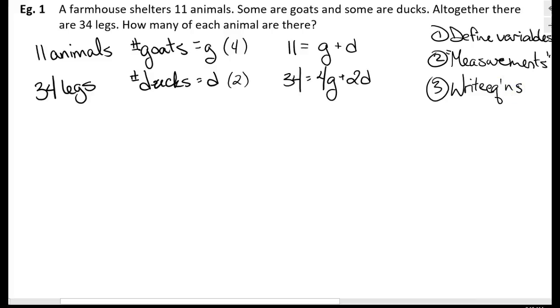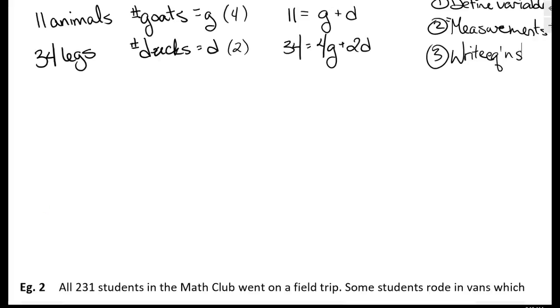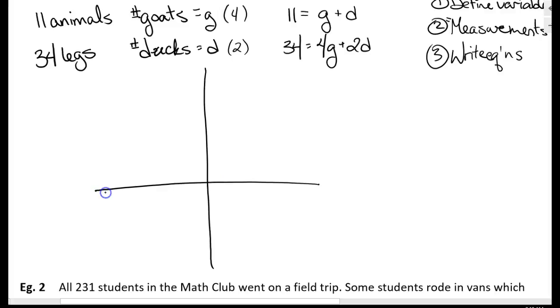So now I've got 2 equations. What can I do with this? Well, there's a few different ways to solve this. I'm going to work with graphically for this particular one, just so that we can get an idea of what that might look like. So on my graph, I want to graph g plus d equals 11 and 4g plus 2d equals 34. Those are not really easily graphable equations, so I'm going to rearrange them. I want them to be in y equals mx plus b form because that's the easiest way to graph, because it gives me my y-intercept and then my slope, so how I can figure out my next points.